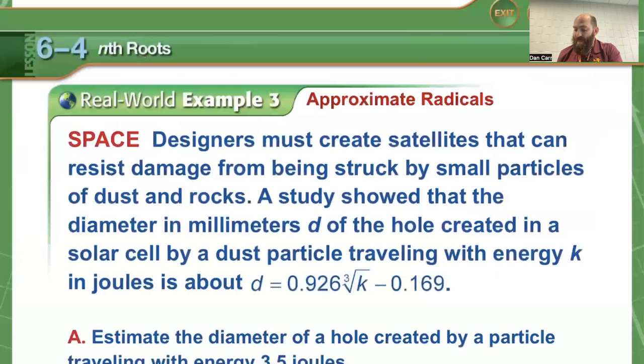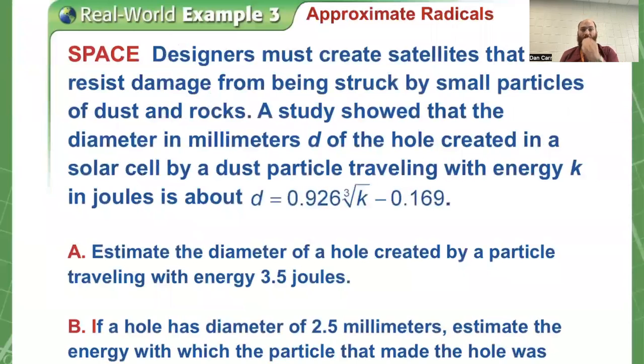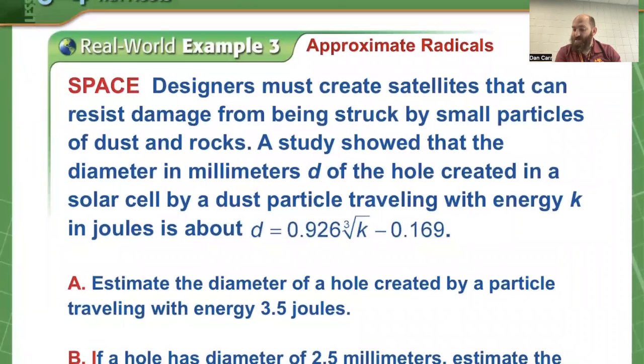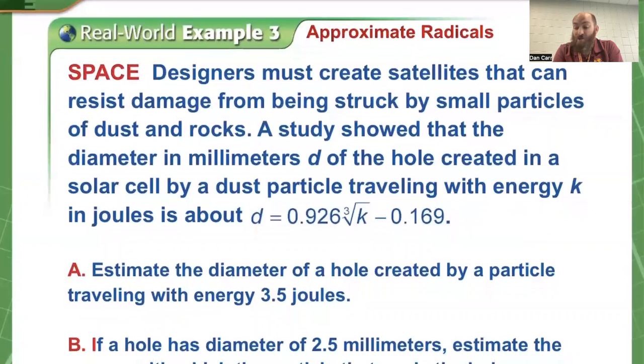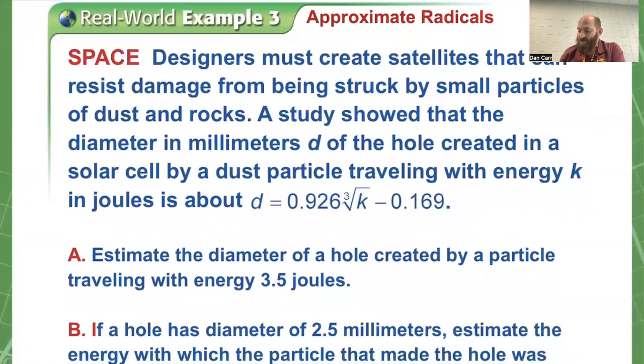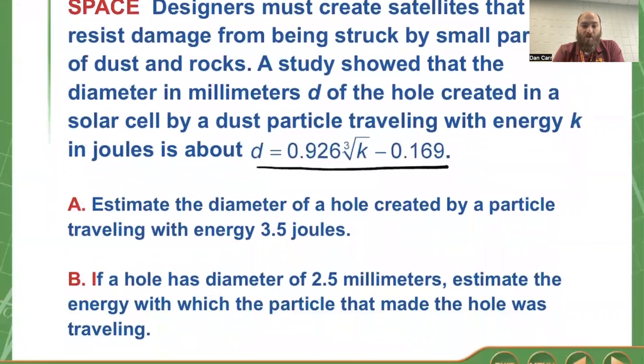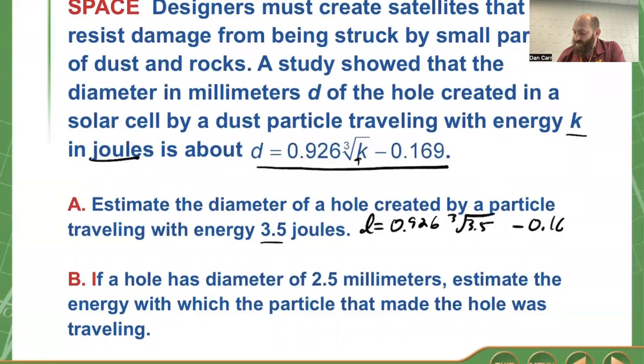Okay, so that leads us to our real world example here. Designers must create satellites that can resist damage from being struck by small particles of dust and rocks. Studies showed that the diameter in millimeters, d, of the hole created in a solar cell by a dust particle traveling with energy k is about this equation. So it's our radical function there. Estimate the diameter of a hole created by a particle traveling with energy 3.5 joules. So K is my joules. So that means that 3.5 is going to go right in here. So the diameter is equal to 0.926 times the cube root of 3.5, and then minus 0.169.